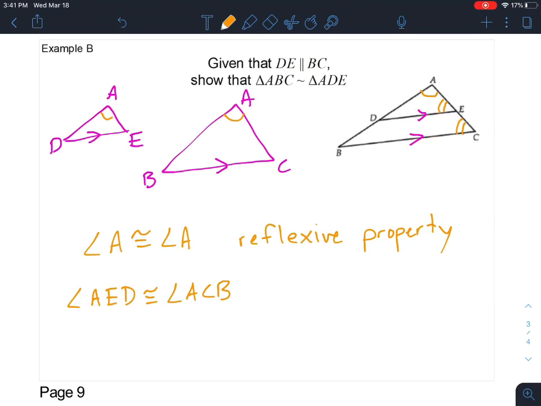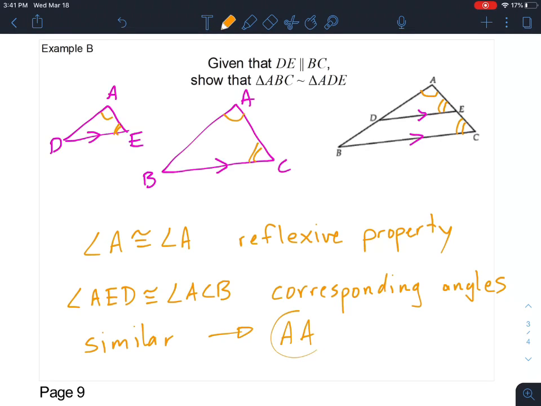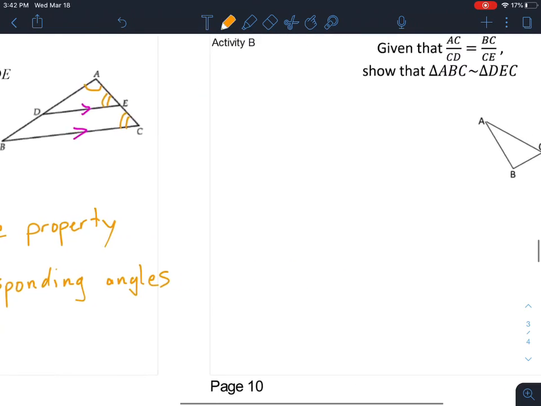Hopefully what you've realized is that because we've got these two parallel sides there, those two angles are corresponding. And we know that corresponding angles are always going to be congruent to each other. So now we have two angles in each triangle, there and there. And so we have enough information to show that the two triangles were similar. And the reason that they were similar is because of angle.